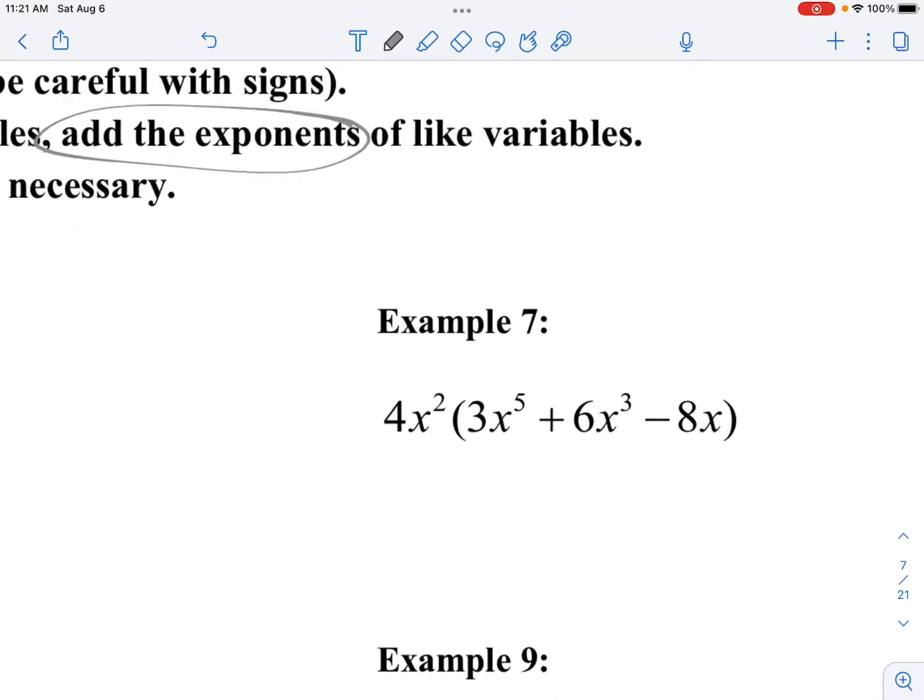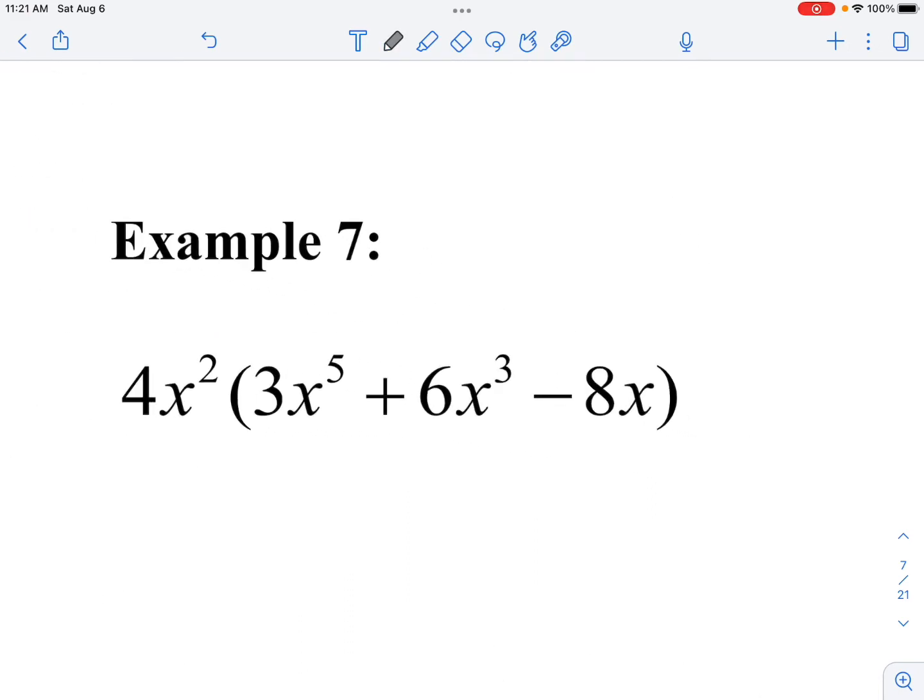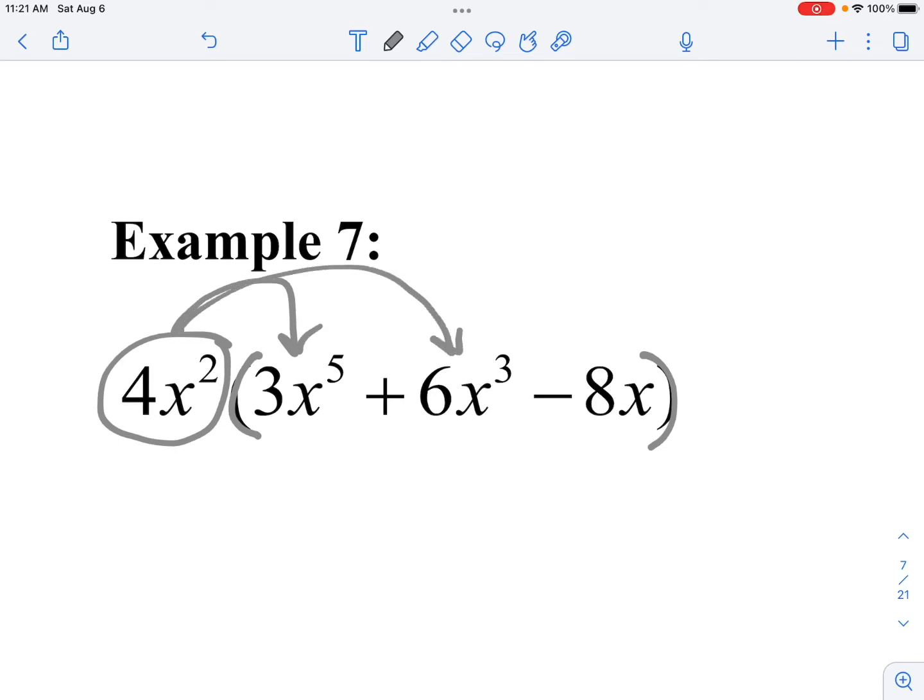So let's try and do example number 7. What this means is I'm going to take my 4x squared, and notice these parentheses right here. I am going to distribute the 4x squared to this, and to this by multiplying. And so how I do that is I take the 4 and the 3 and I multiply those together and get 12. And then I'm going to take the x squared and the x to the 5th.